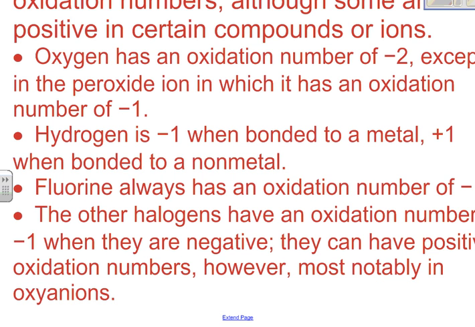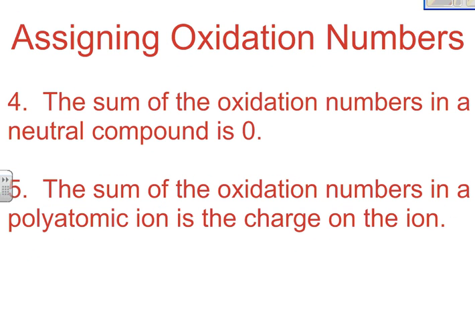The other halogens have an oxidation number of -1 when they're negative, but they can also have a positive oxidation number when they are combined with oxygen, for instance, in the oxyanions. So chlorate, chlorite, hypochlorite, and perchlorate. Number 4, the sum of the oxidation numbers in a neutral compound is always 0. And the sum of the oxidation numbers in a polyatomic ion is equal to the charge on the ion.